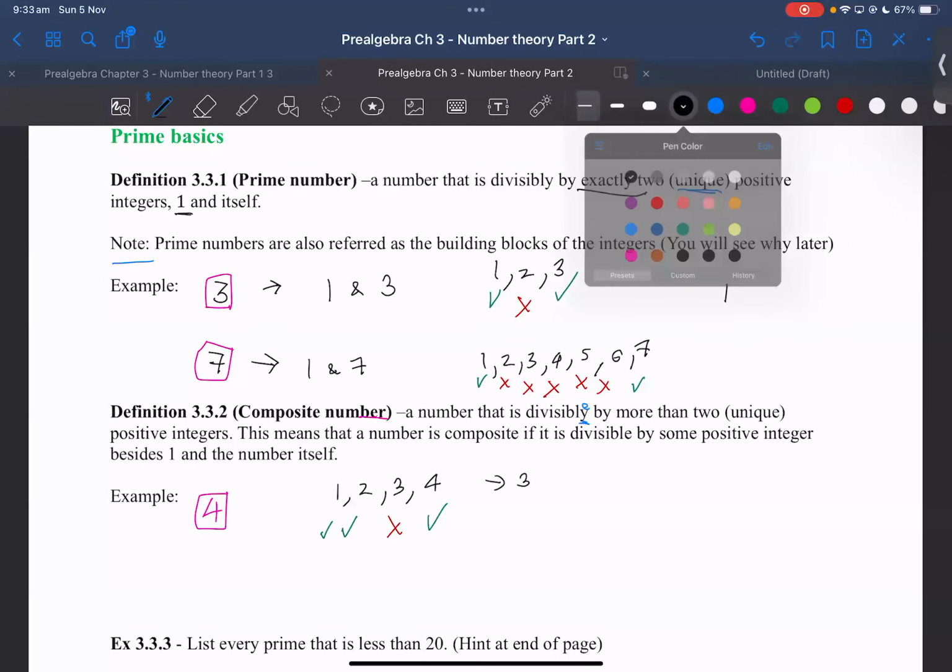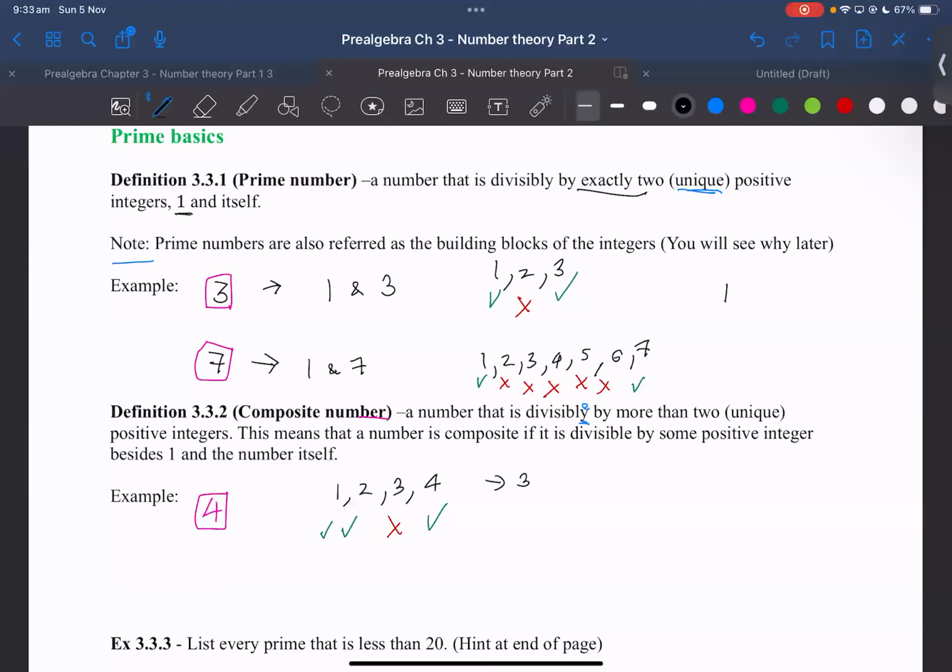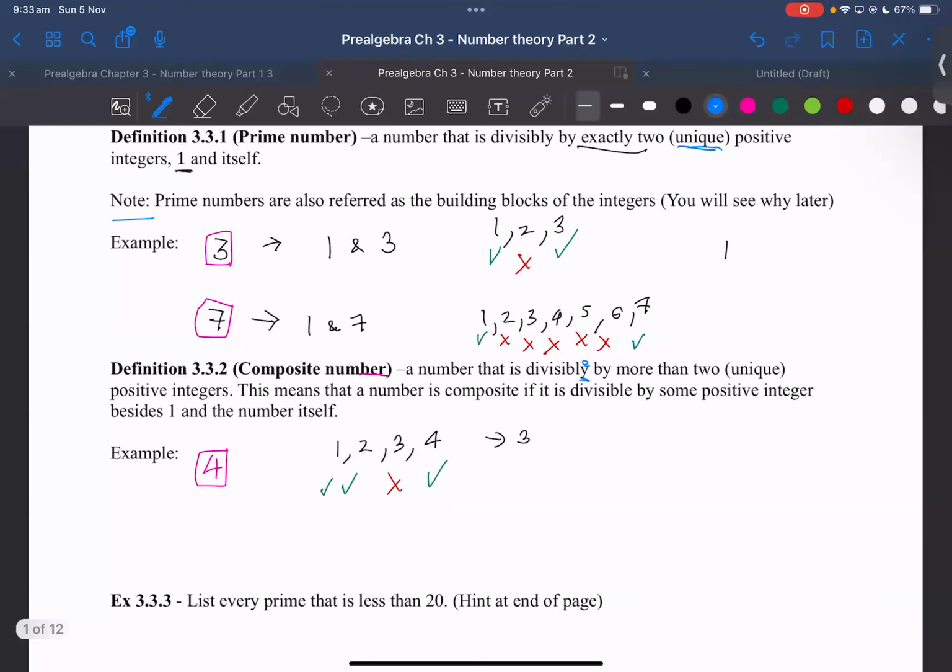It's good you're asking this, because right now you're trying to get your head around this concept. Once you do, this will be instinctual. But for now, it's good to ask all these questions. Then I'll give you another one. 12. Is it prime? No, it's composite, because it can be divided by 1, 2, 3, 4, 6, and 12. Plenty of numbers actually.